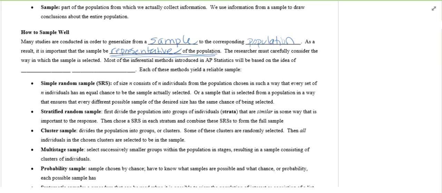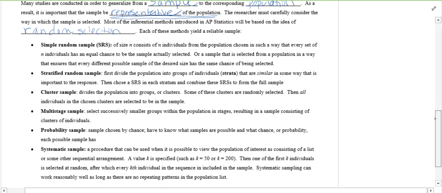Okay, so the researchers must carefully consider the way in which the sample is selected. Most of the inferential methods produced in AP Statistics will be based off the idea of random selection. So randomness is going to be huge for this chapter. You're going to have to be able to describe how you collect randomly, how you do things randomly, and why we do it randomly.